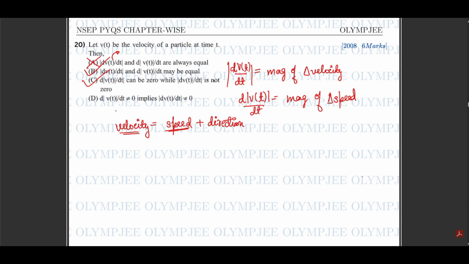And option D says that if rate of change of speed is non-zero, then that implies that rate of change of velocity is also non-zero. That is true, because if this is non-zero, then this will also be non-zero. So D is also correct.